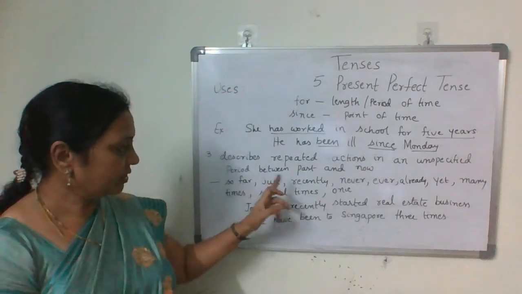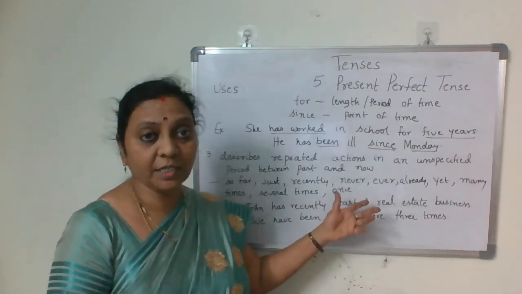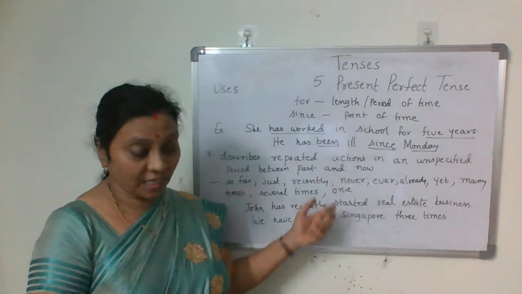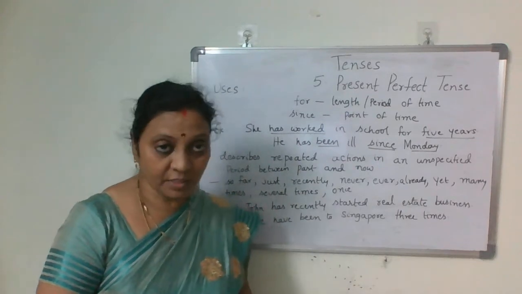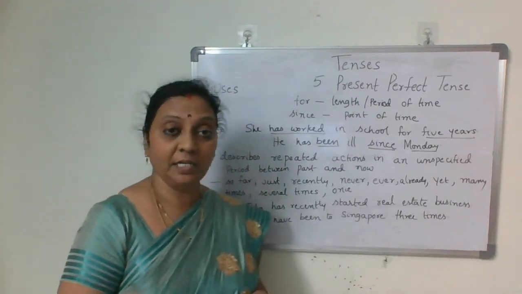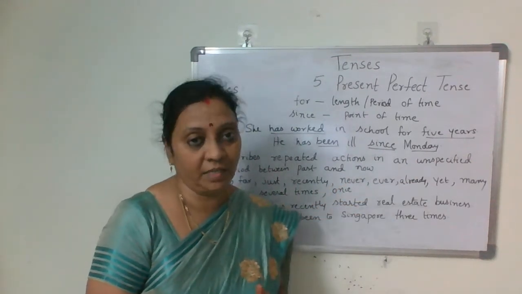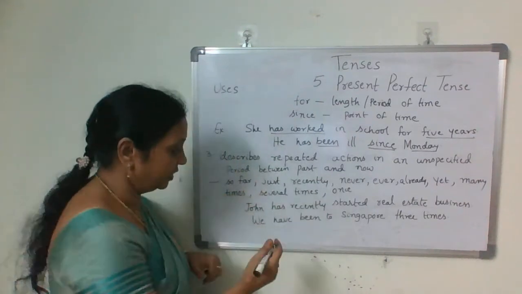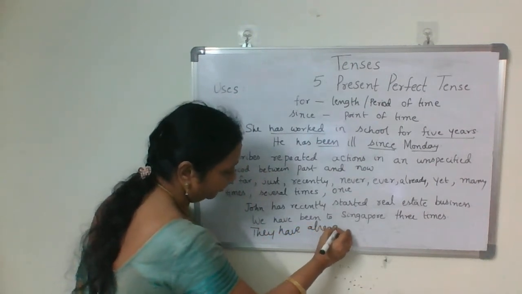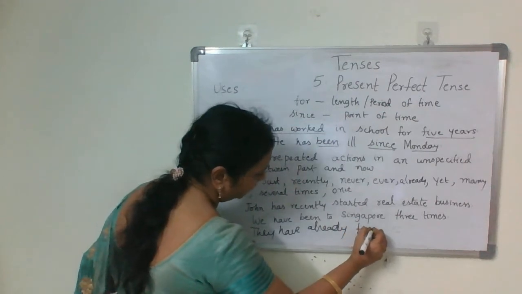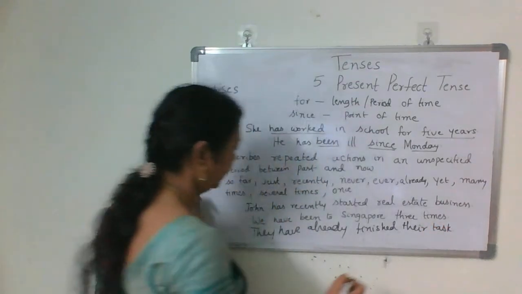And just, recently, never. They have never been to Singapore. If you want to convey a negative, you can go for never also. Ever we mostly use in questions, and not so much in negative sentences. Even so far and yet we use mainly in negative sentences. And already: they have already finished their homework. They have already finished their task. That also we can use.